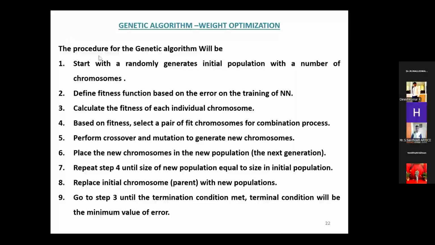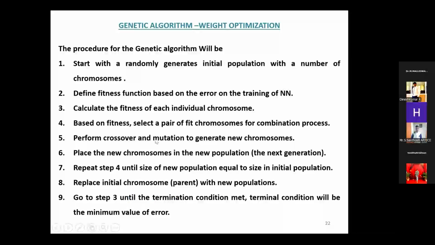Based on the fitness, select a pair of fit chromosomes for the combination process. Then perform crossover and mutation to generate new chromosomes. See, crossover and mutation are the internal cyclic processes of genetic algorithms. Place the new chromosome in the new population. That is called the next generation. Like this, the process can be repeated. Repeat step 4 until the size of the new population is equal to the size of the initial population. Okay. Then replace the initial chromosomes, which are called the parents, with the new population, which is called the offspring.